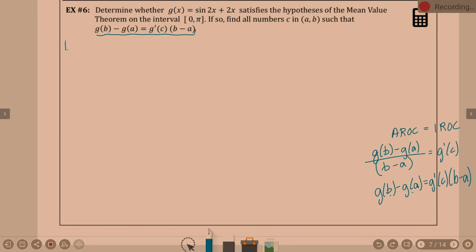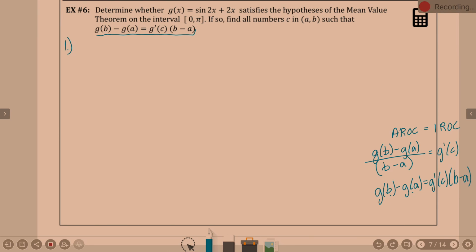What should I address as I get started? Is it continuous and differentiable? Well, yeah, because it's sine. Is sine continuous and differentiable? Yes. Added to 2x, which is part of a polynomial. Polynomials are continuous and differentiable, so does it follow logically that this would be continuous and differentiable? Yes. Is this also a calculator problem? You could throw it in your calculator.